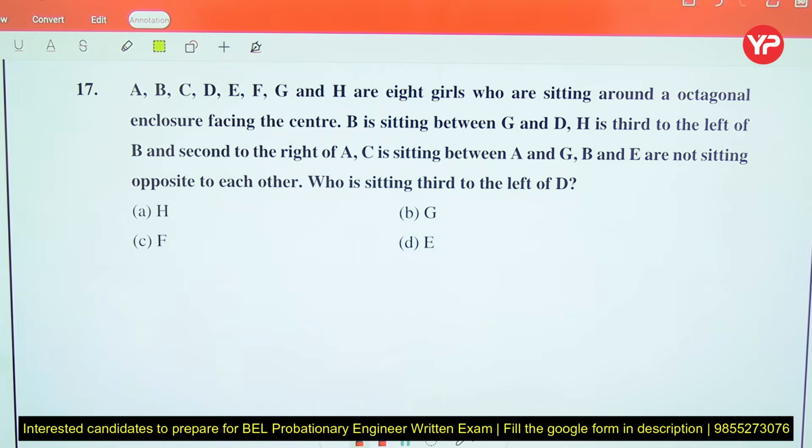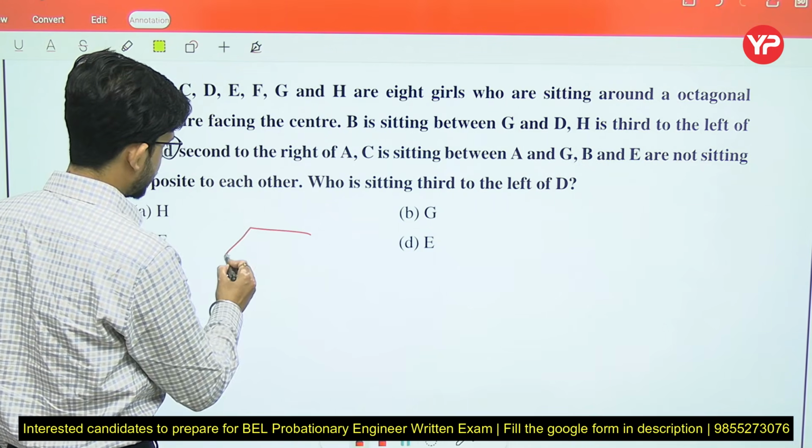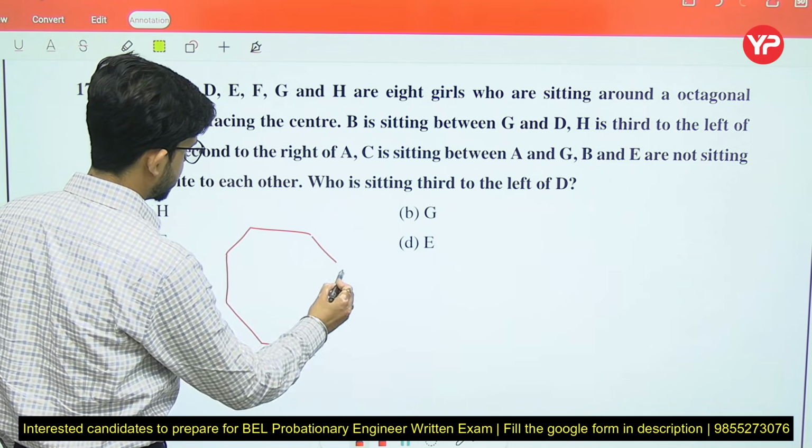Sitting arrangement, 8 girls sitting in an octagonal. So we have to draw an octagon. How to draw an octagon?